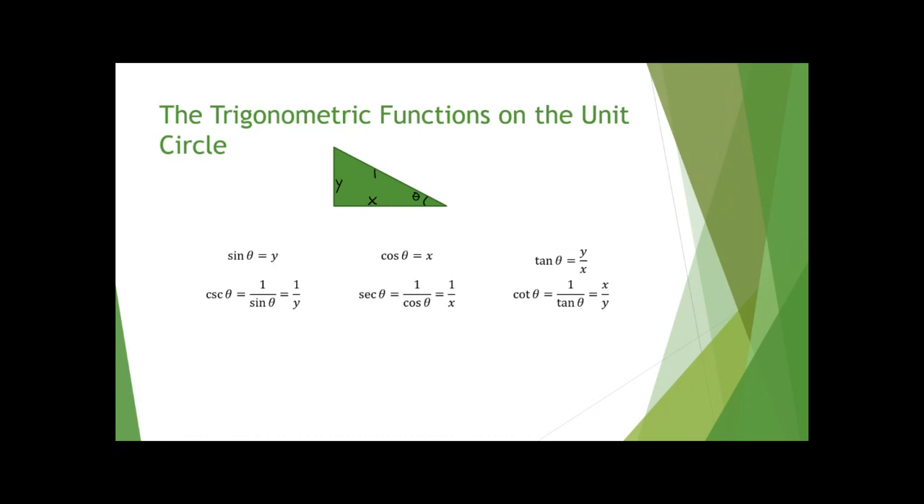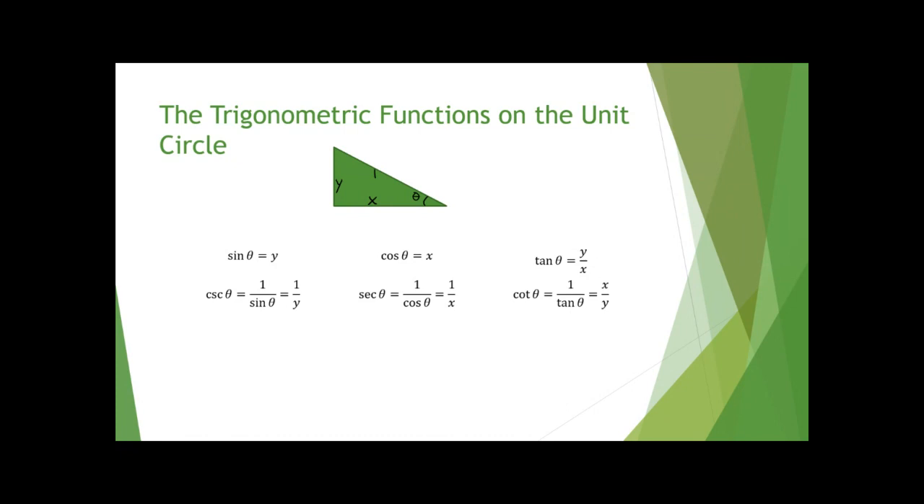So with that basic unit circle, the fact that you have a radius of 1 and then you have your x and your y, from there you can determine trig functions. Based off of the unit circle, the sine of an angle is y, cosine is x, tangent is y over x. Then the cosecant is 1 over y, secant is 1 over x, cotangent is x over y.